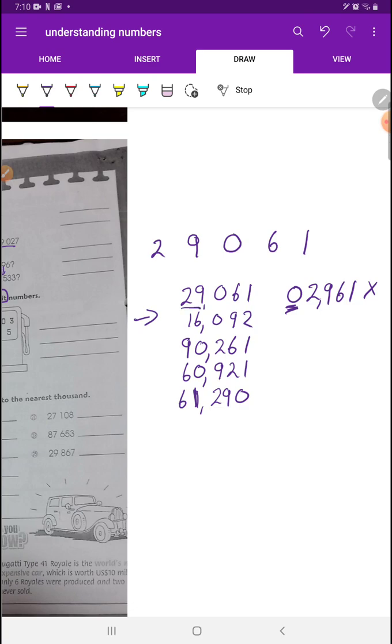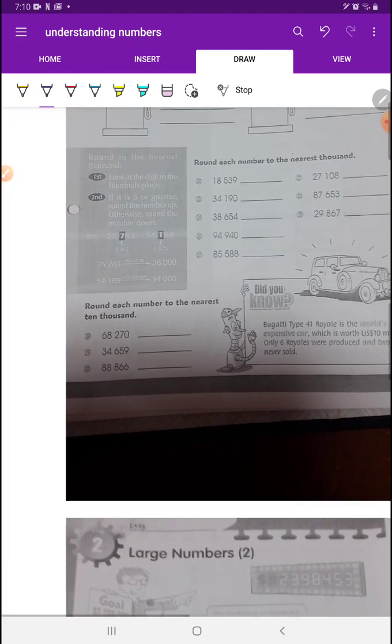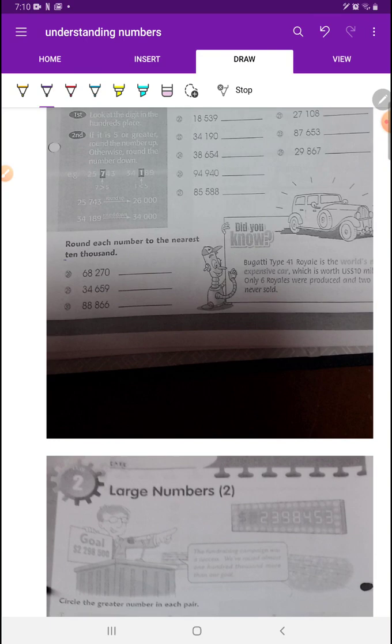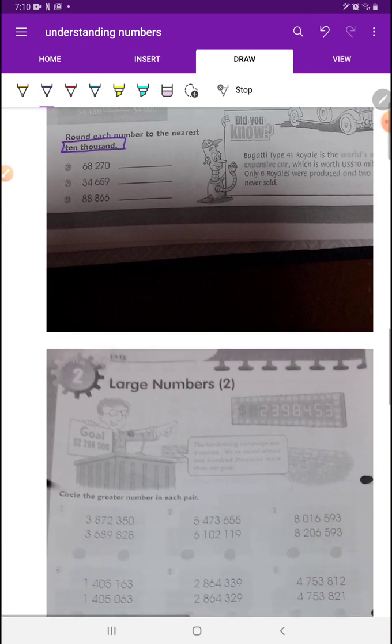Okay? This number is 29,061, 16,092, 90,261, 60,921, 61,290. But this one is 2,000. It's just a 1-digit number. So do not start your number with a 0. Okay? And then this is rounding to the nearest 10,000. We explained how to round.